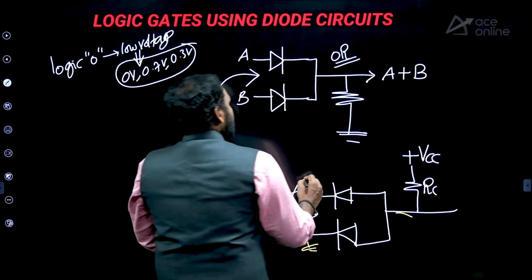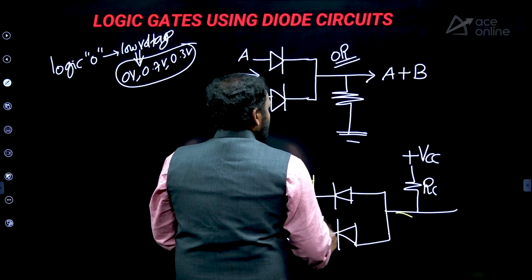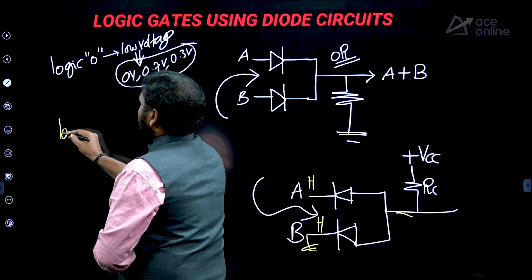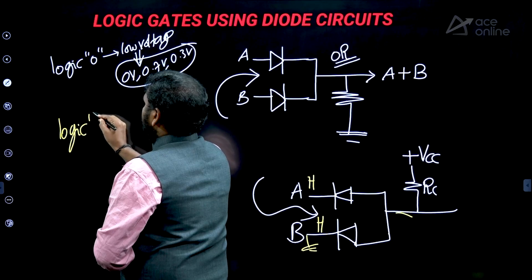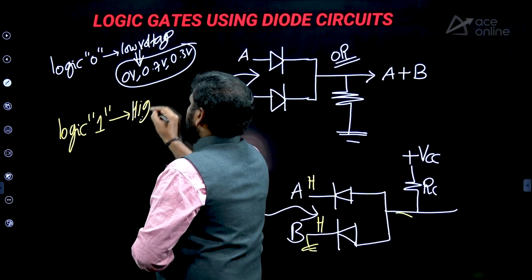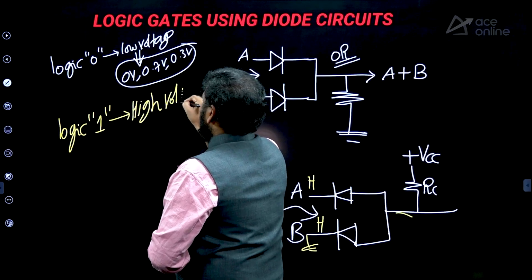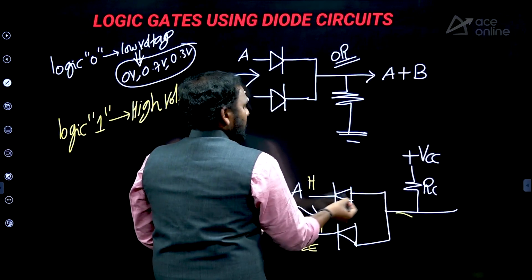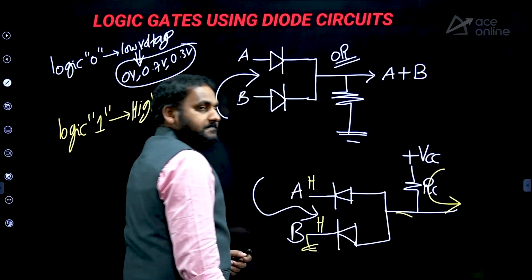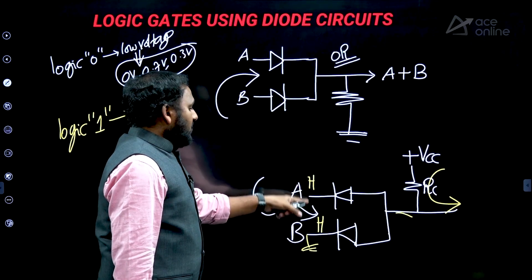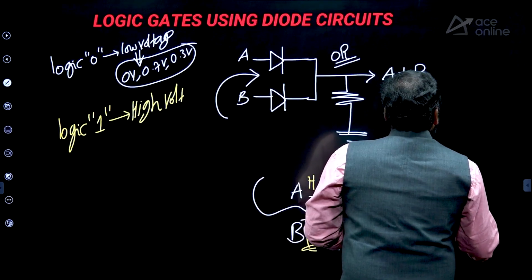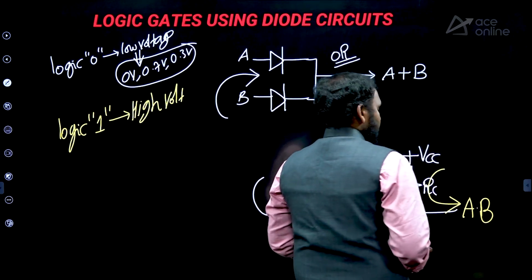If both the inputs are high voltages, high means I assume 5 volts, that is logic 1. Logic 1 is nothing but high voltage. So 5 minus 5 is 0. These diodes are not conducting, so the output will be 5. VCC means 5. So if both the inputs are 1 and 1, the output will be 1. So given is an AND gate.